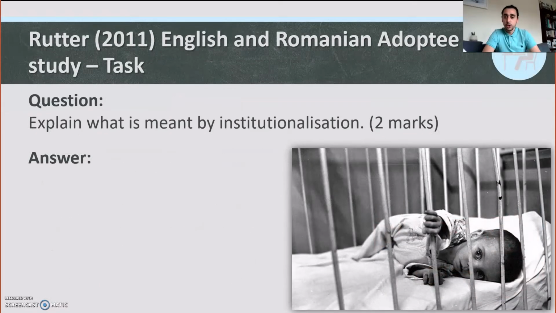Quick question. 2 minutes, 2 marks. What is meant by institutionalisation? Give that a go. 2 minutes, 2 marks. Write your answer down. What is meant by institutionalisation? Explain is an AO1. Okay, you're just describing what is institutionalisation. Give that a go now.